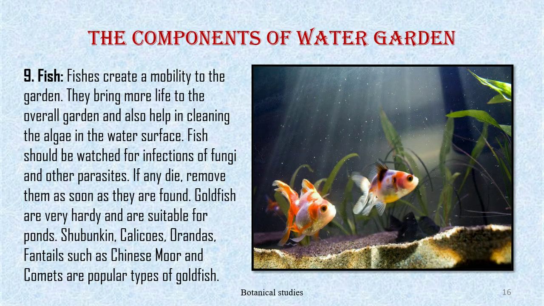Ninth, fish. Fish create mobility in the garden. They bring more life to the overall garden and also help in cleaning the algae on the water surface. Fish should be watched for infections of fungi and other parasites. If any die, remove them as soon as they are found. Goldfish are very hardy and suitable for ponds. Shubunkins, calicos, orandas, fantails such as Chinese moor and comets are popular types of goldfish.